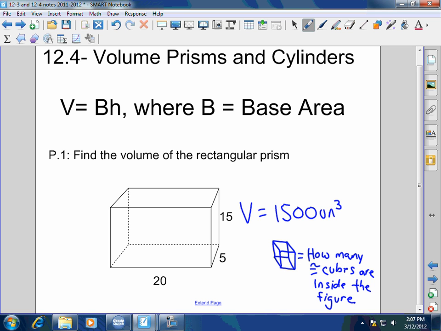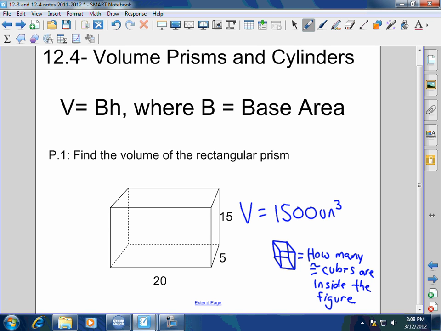Yes, sir? The question was, back in the day in elementary or middle school, they would give you little cubes and you put the cubes inside and figure out how many cubes fit inside of here. Yes, you were finding volume 100%, sir. Okay? Does that make sense?